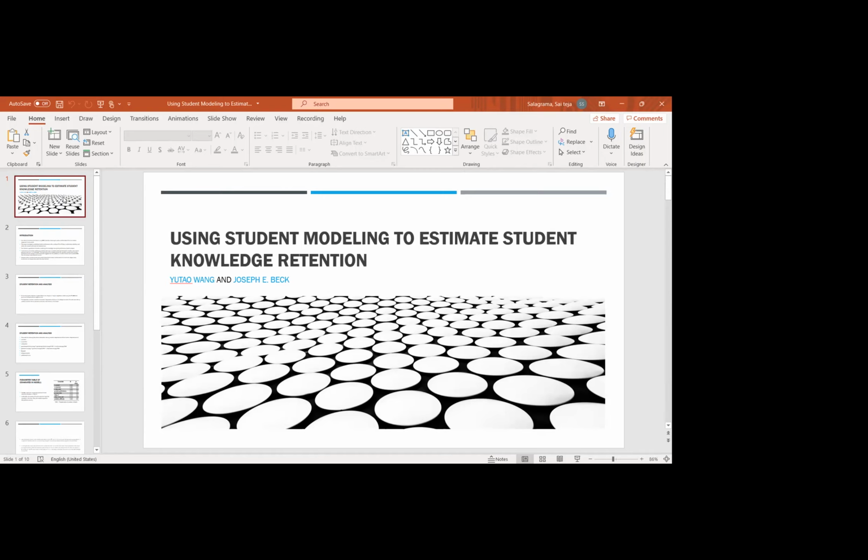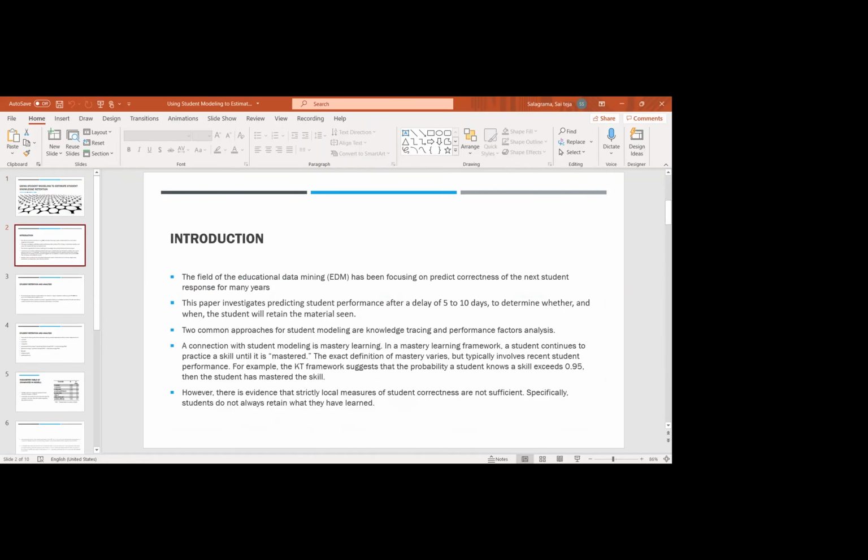Estimation of student knowledge using student modeling. I'm using student modeling to estimate student knowledge retention. So coming to the introduction, the main goal is to predict student behavior on the immediate next action.